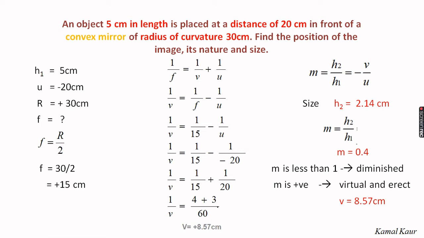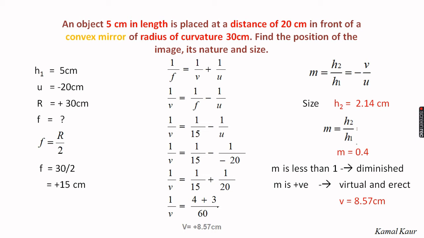Now we have to find the nature of the image, which can be found from the value of m. M is equal to h2 upon h1. H2 is this, h1 is given. So we can easily find m from here. From the sign of m, whether it is positive or negative, we will find the nature. So a positive sign means it is a virtual and erect image. So the nature of the image will be virtual and erect, which we have found out from the sign of magnification.